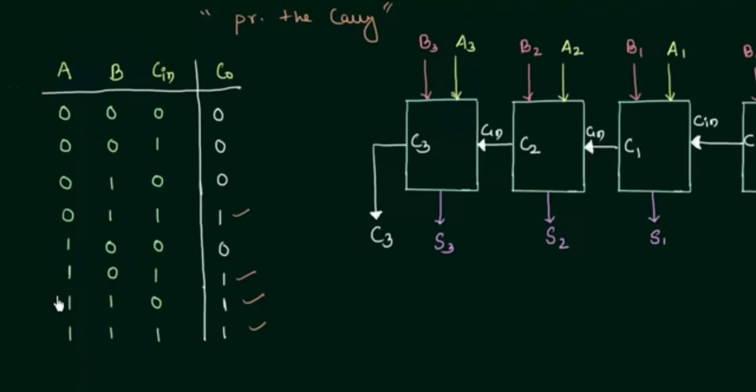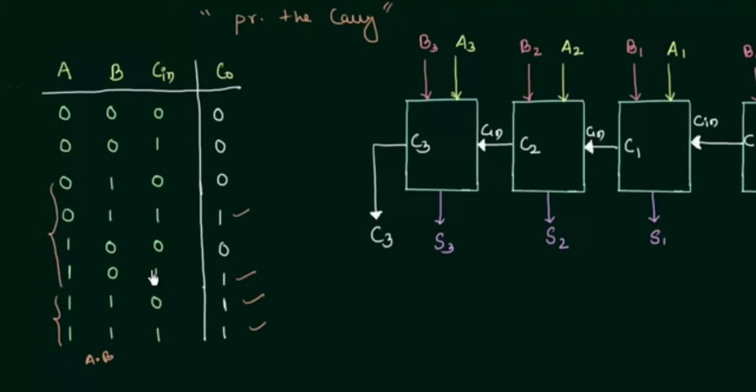So let's consider the last 2 cases. In this you can see that whenever both A and B are high, the carry output is high. It doesn't depend upon your carry input, whether it is 0 or whether it is 1. It doesn't depend upon it. It depends only on A and B, whether they are high or not. Okay, so for this A and B, let's examine the next case by taking these 4 combinations.